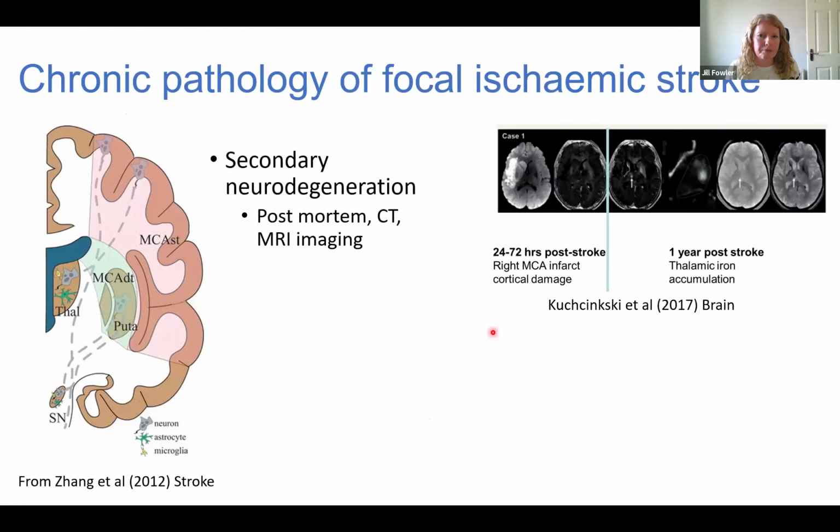So we think that this model is clinically relevant because there is clinical evidence of these two slower evolving pathologies after stroke, and they may be linked with cognitive decline as well. In this study, we can see an individual with an MCA infarct. There are no changes in the thalamus up to 3 days post-stroke, but by 1 year post-stroke, the individual has thalamic iron accumulations, which in the paper they suggest are a marker of secondary neurodegeneration. They imaged a number of individuals and suggested that these changes in the thalamus are independently associated with cognitive outcome.